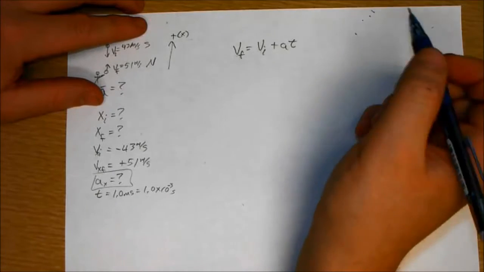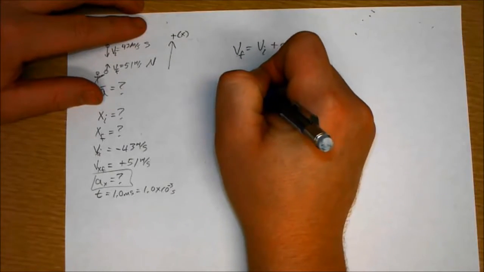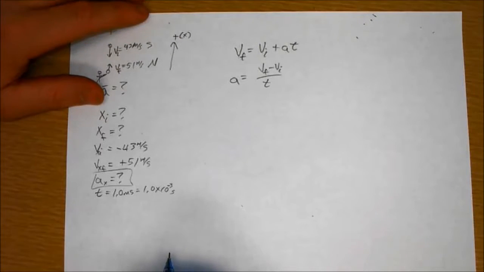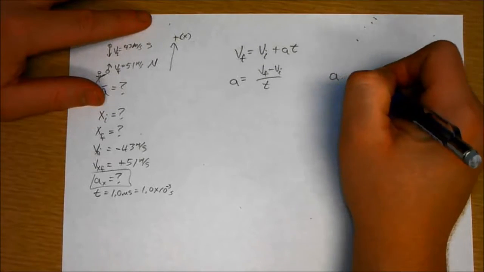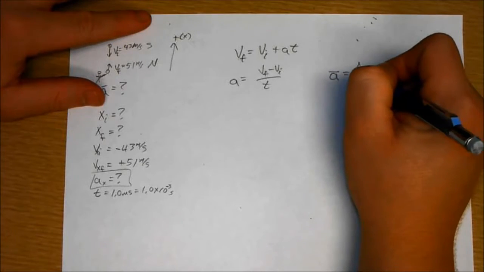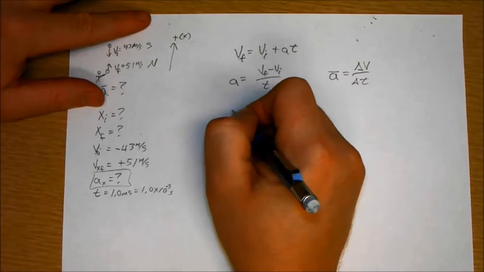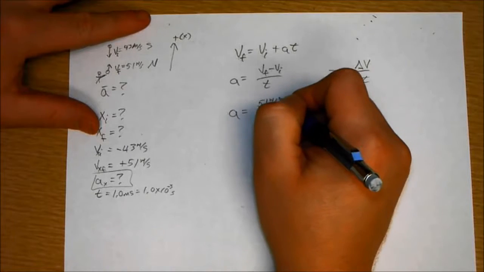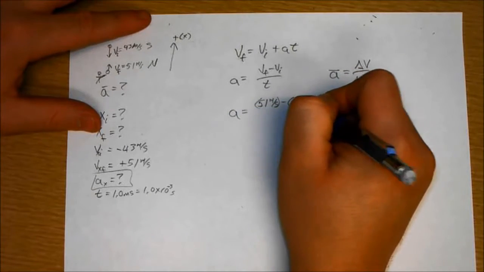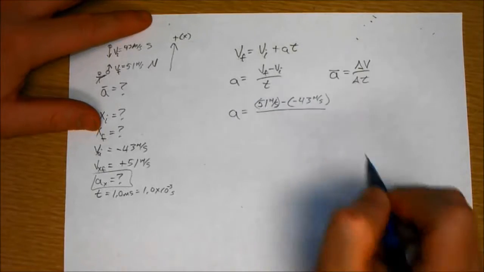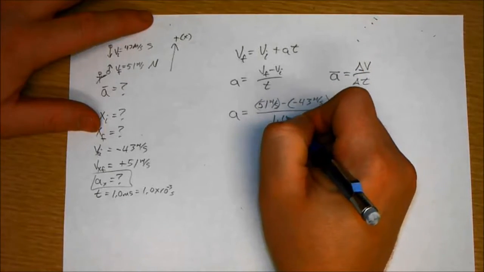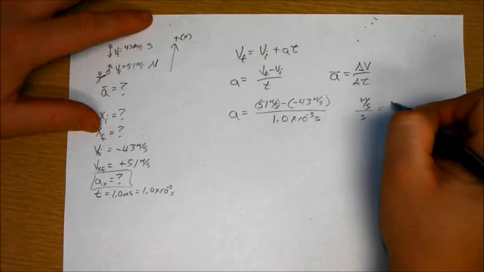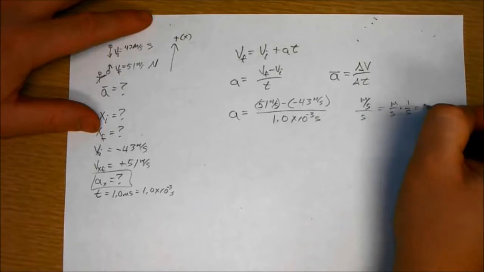Nothing is zero, so I'll just have to solve for acceleration. So acceleration equals V final minus V initial over time. That is exactly the same as using the definition of average acceleration, which is delta V over delta T. So a is equal to V final, which is 51 meters per second, minus the negative 43 meters per second that the ball came in with, over the change in time, which is 1.0 times 10 to the negative third seconds. Units: meters per second times 1 over seconds equals meters per second squared.